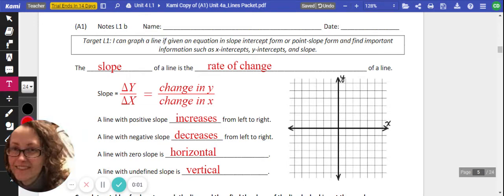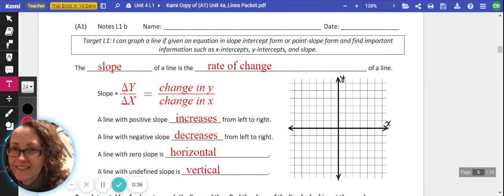Hello class. Today we're going to be talking about slope, and slope is the rate of change of a line on my graph. Specifically, it's how much my line goes up or down on the graph. So in order to calculate my slope, I'm going to be finding how much my y is changing and writing that as a fraction over how much my x is changing.